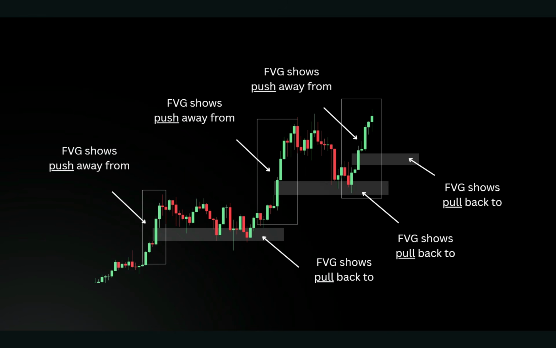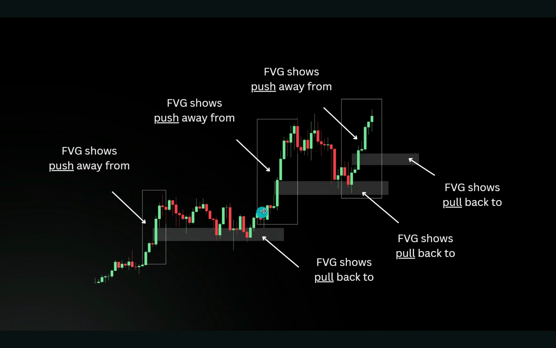Here's an example of how fair value gaps and displacement work hand in hand. So you can see over here, we get this massive displacement to the upside, and guess what? It creates a fair value gap. We mark out that fair value gap, and we wait for price to retrace to that fair value gap to look for our continuation entry.